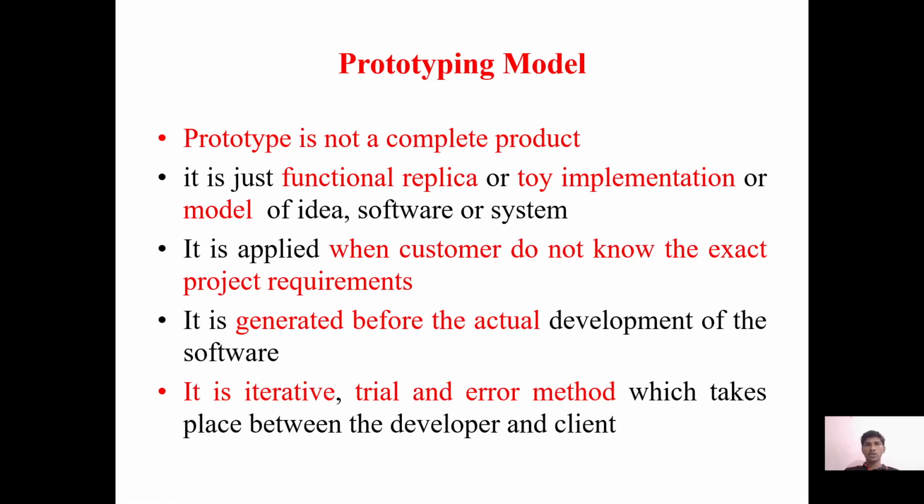Next is the prototype model. A prototype is not a complete product. It is a functional replica or a toy implementation of a model, or a simple representation of a model. It is applied when the customer does not have the exact project requirement. When he doesn't know the project requirement exactly, then we go for the prototyping model. This is an iterative trial and error method which takes place between the software developer and the client.